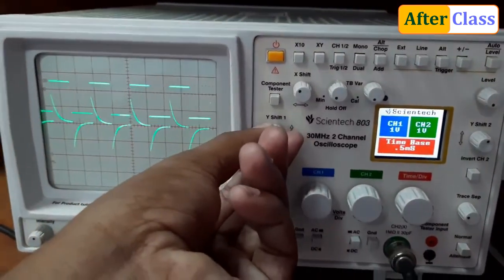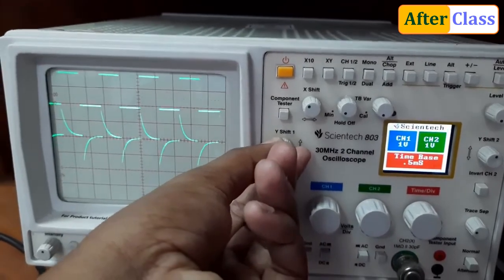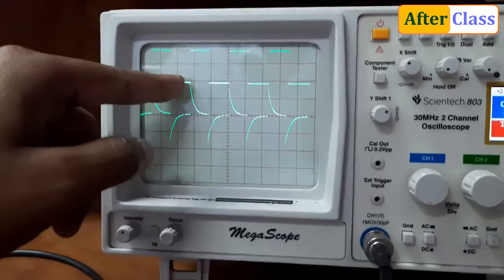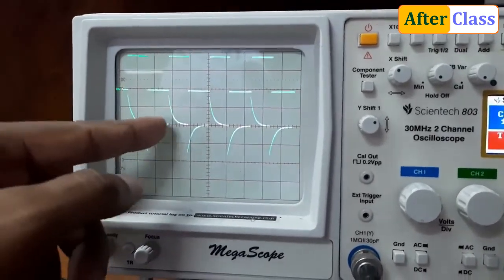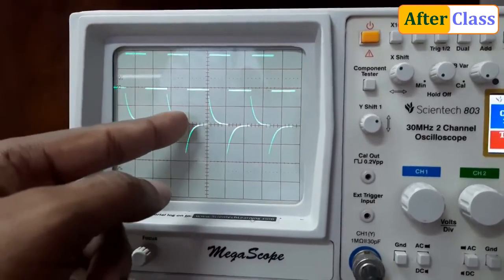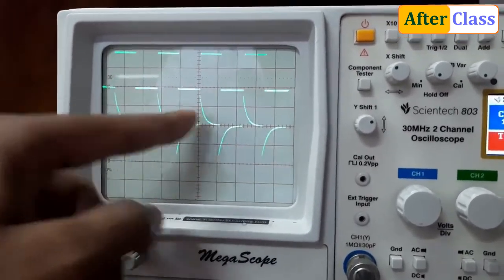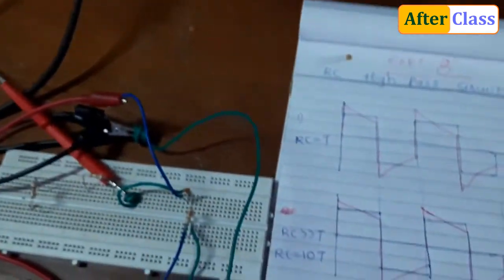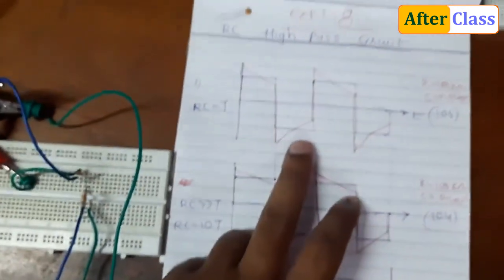Now I will just show you this. This is the square wave input, and this is the output. This is the square wave over here, and you are getting a perfect spike. For this part of the input waveform, you are getting a negative spike. So it is acting exactly as a differentiator.